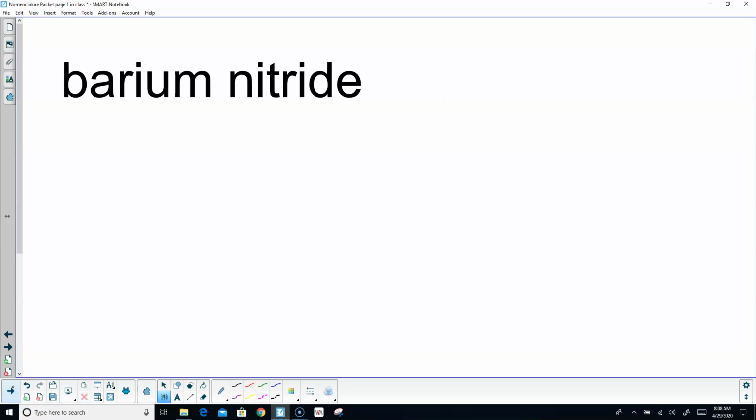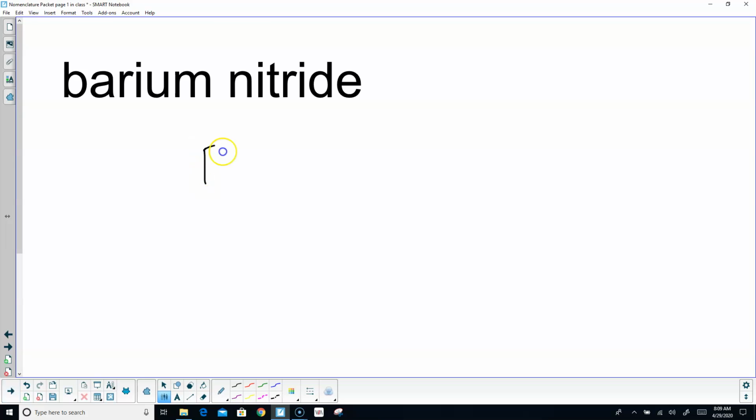Okay, for the rest of these, what's going to happen is that I'm going to give you a name and you're going to write a formula. So for this, you're actually going to have access to a periodic table, and you have to look at what the representative charges are. Basically, you look at what charge each of these elements has when it forms a compound, and then you cross the charges.